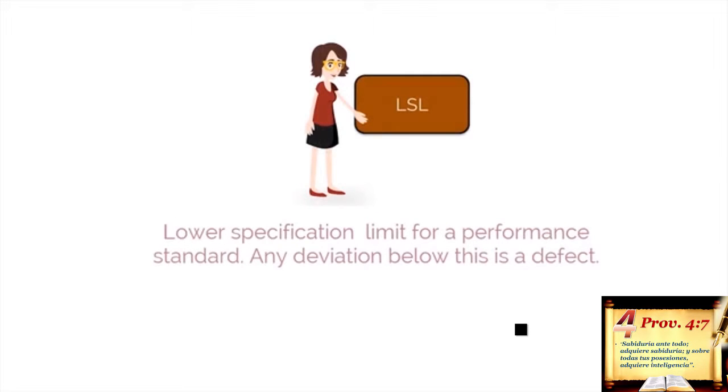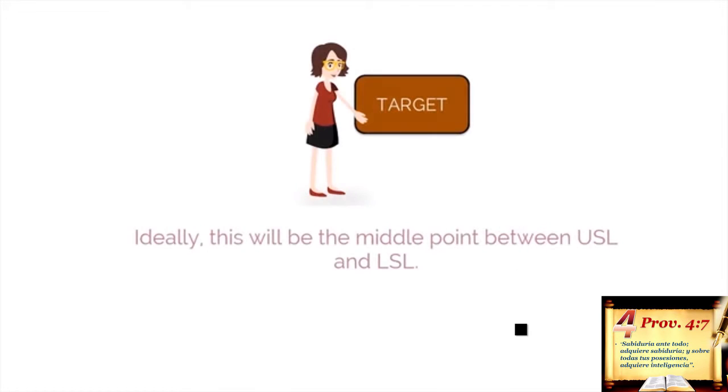LSL, lower specification limit for a performance standard. Any deviation below this is a defect. Target. Ideally, this will be the middle point between USL and LSL. Details will be provided in our Six Sigma Green Belt and Black Belt course.